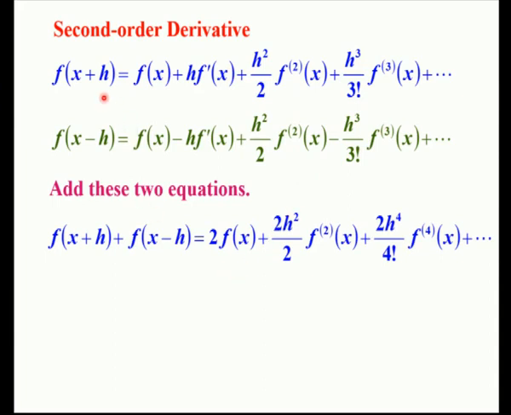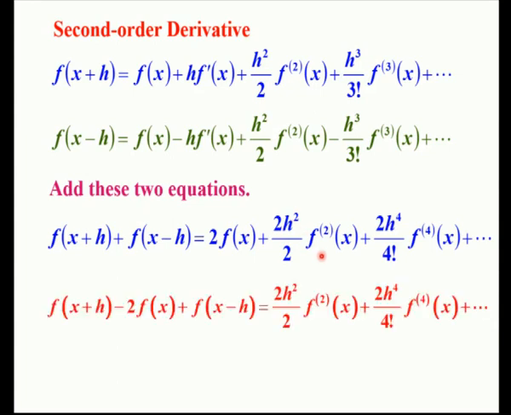So, the function value at the right point plus the function value at the left point is 2 times the function value at x plus 2 h squared by 2, which is basically h squared times the second derivative. Now, bring the 2 f of x to the left side. You can see the function value at the right point minus 2 times the function value at the midpoint plus the function value at the left point is nothing but h squared times the second derivative with the error term.